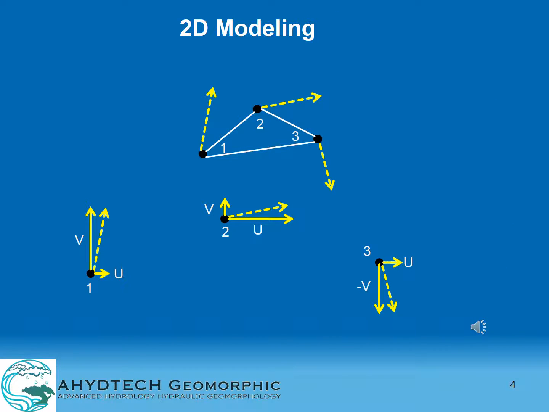Here is an example of how a 2D model calculates velocity magnitude and direction. In this example with 3 nodes, node number 1 has velocity in u and v. Based on its magnitudes, we get the resultant vector. In node 2, similarly, based on magnitude of u and v, we get the direction based on the vector. Similarly, for node 3, based on the magnitude of u and v, we get the direction.